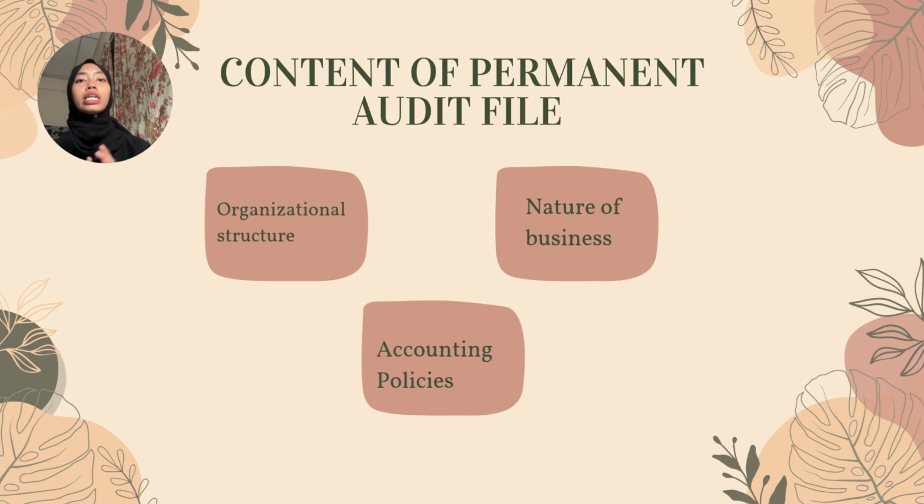This explains what the company does, such as its main activities, products or services, so the auditor can understand how the business operates. The last one is the accounting policy. These are the methods used by the company in preparing financial statements, such as depreciation method or inventory valuation.